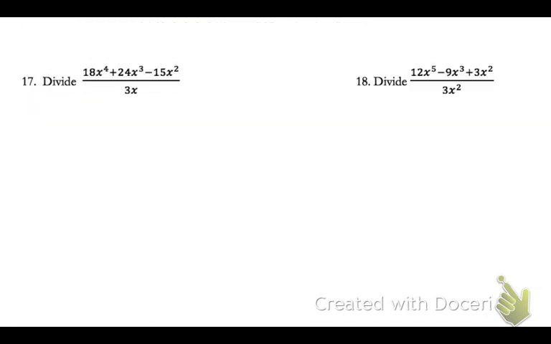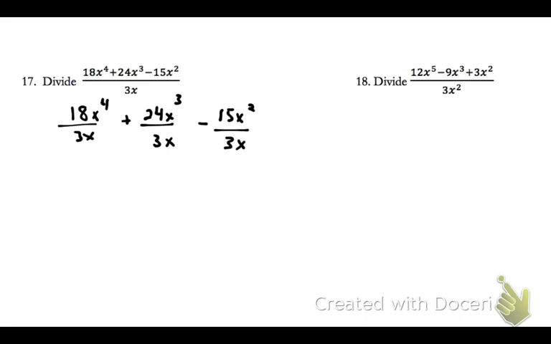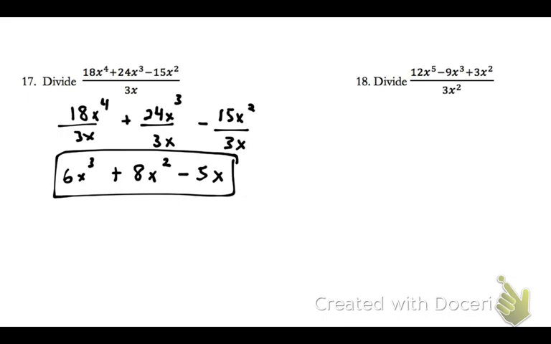All right, problem 17. Again, continuing the same pattern. 18x to the fourth divided by 3x, a positive 24x to the third divided by 3x, a negative 15x squared divided by 3x. 18 divided by 3 is 6, x to the fourth divided by x to the first, x to the third, positive 8, x squared, negative 5x. And we have decreasing order of exponents. Everything is good.